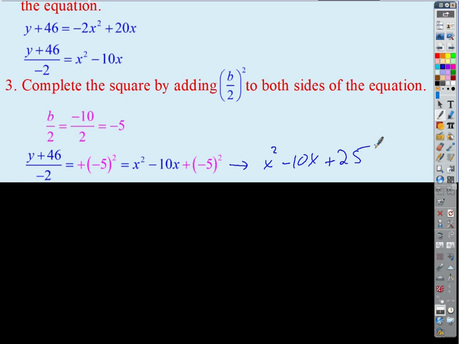On the left side, we're just adding 25 to what we already have. And it's still kind of a mess over there, but that's okay. We're just storing stuff. So what's this going to factor into? What are the magic numbers here that multiply to 25 and add to -10?